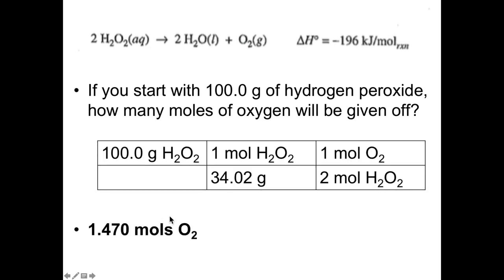So this one, we're just going grams to moles. So grams of hydrogen peroxide was 100. The molar mass of hydrogen peroxide is 34.02. We have 1 mole to 2, and that'll get us 1.470 moles of oxygen to make that work.